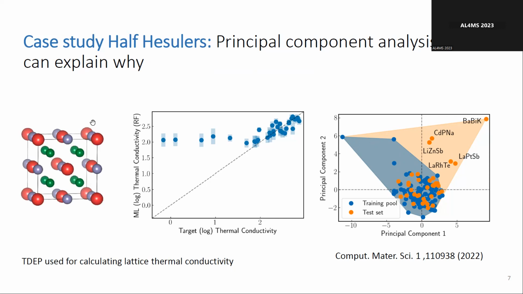Yeah, so this was this difference I talked about, in case that was confusing for you. If we do the principal component analysis of this, we could very easily understand why. So in the principal components, these are the two most important principal components. We see that all these low lattice thermal conductivities fall out of the span, essentially, of our training data.